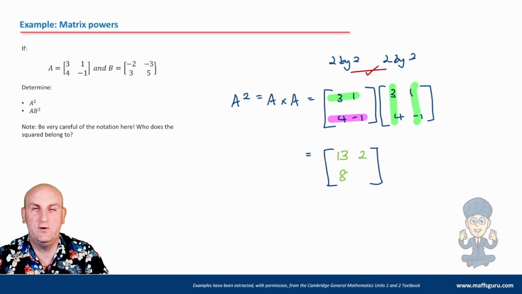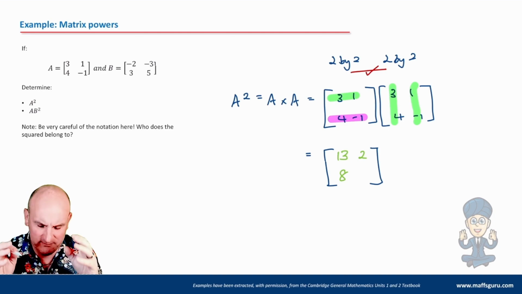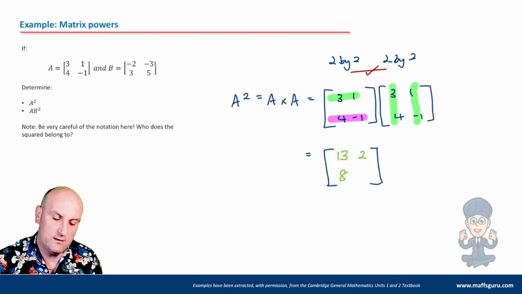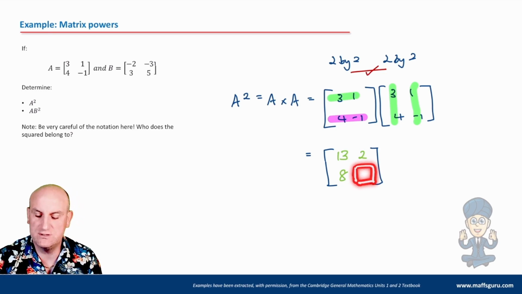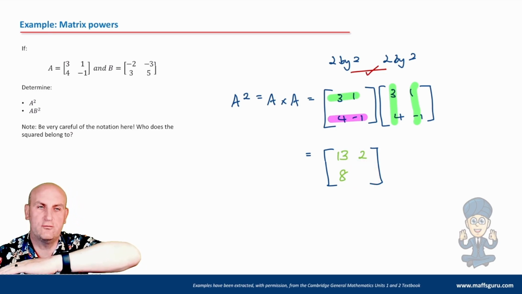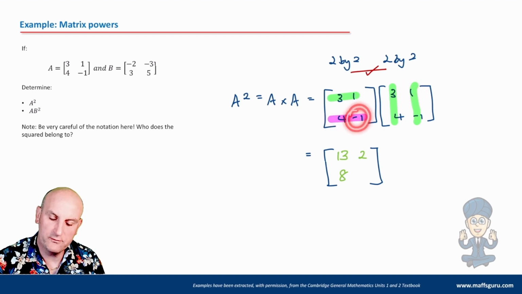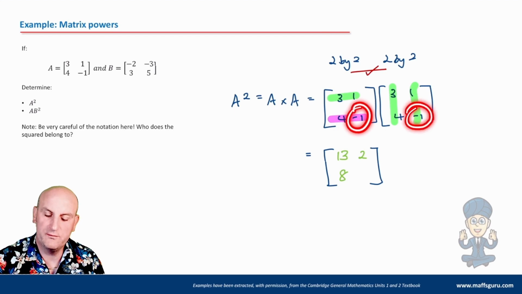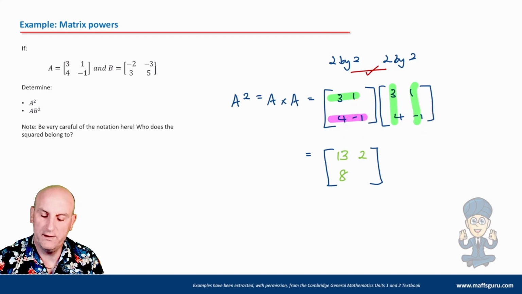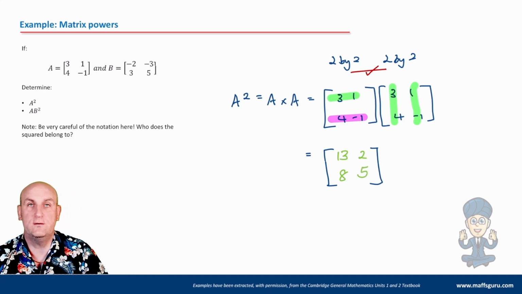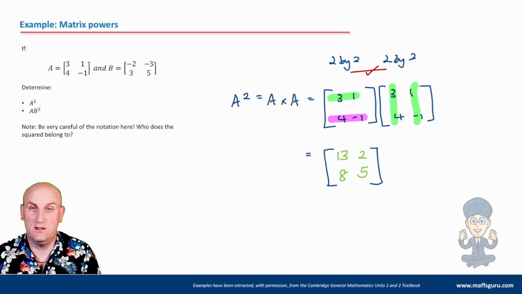Again, I'm doing this in my head. If you need to write it all down, do so. Download these notes, print them out, write all over them. They are yours. And again, last one here is 2, 2. So the address of that is 2, 2. Second row, second column. So again, we've got the 4 times the 1 and minus 1 times minus 1. Well, 4 times 1 is 4. Minus 1 times minus 1 is 1. 4 plus 1 is going to give me the wonderful value of 5. And there we go. So A squared is hopefully [13, 2; 8, 5].